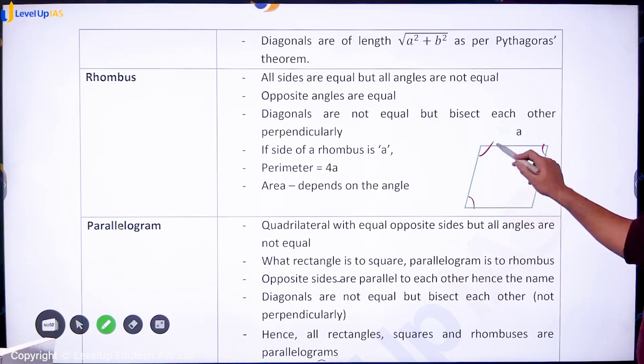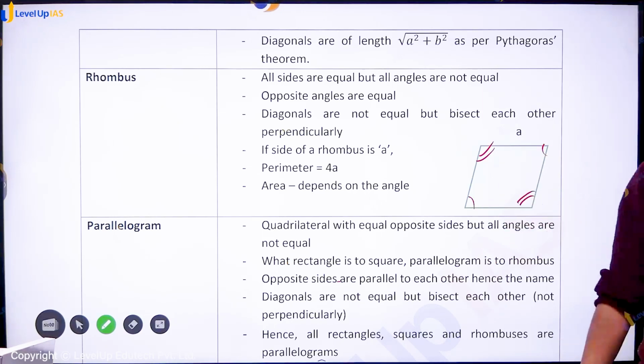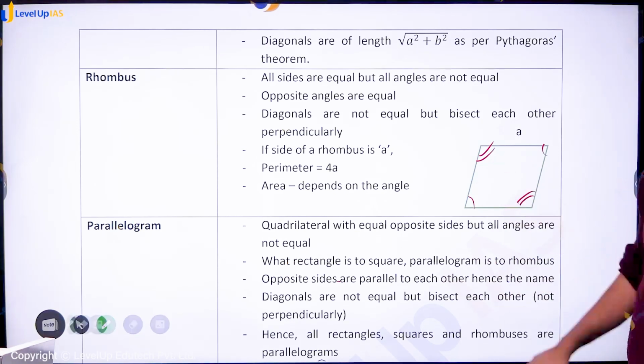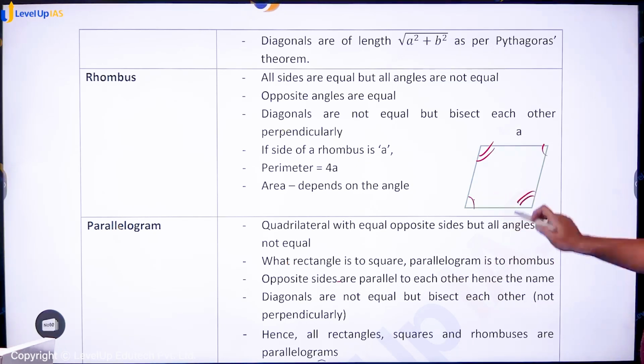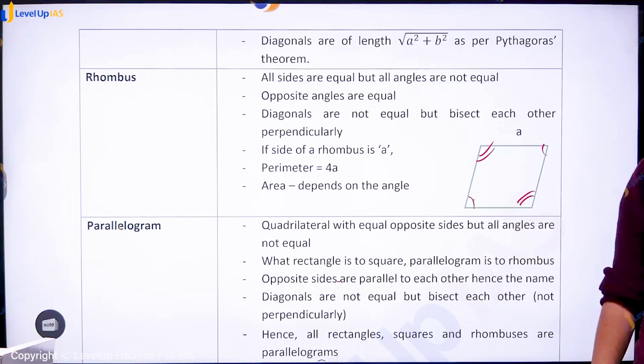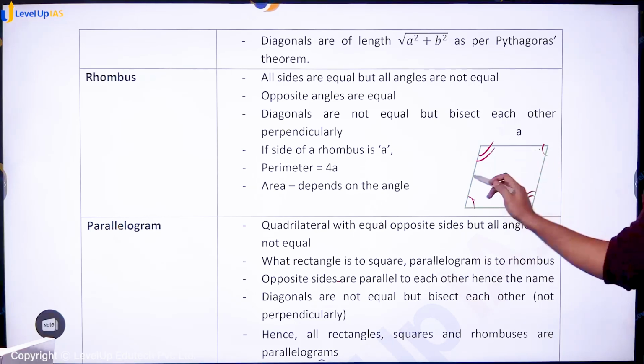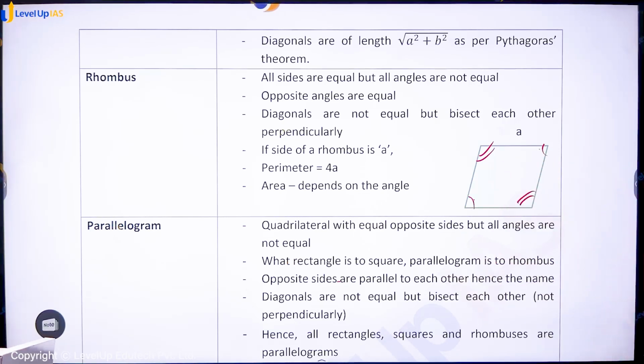These angles are equal, right? Then these lines are parallel. So what is sum of this angle plus this angle? Property of parallel lines, 180. Similarly, this plus this is 180, plus this is 180, this plus this is 180, right?